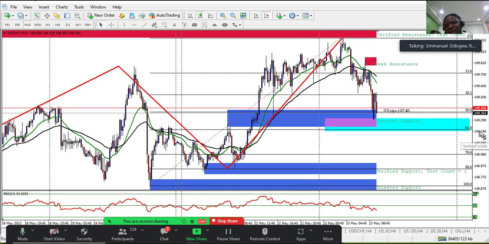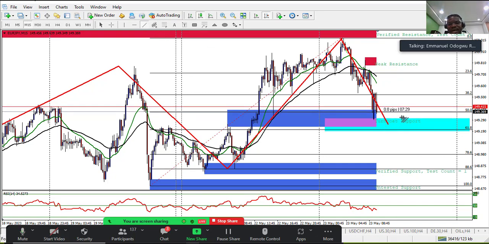149.290 to 149.190. So that's an area, right? If the market retraces further, retracement is healthy for the strength. Don't forget. So if it retraces inside this area, then I would like to do a buy, right? A buy so that I can take it up.